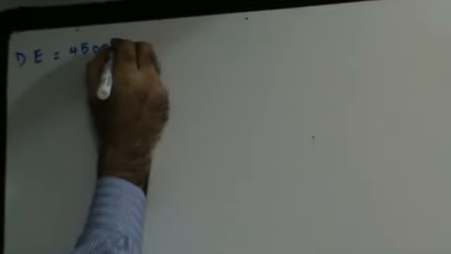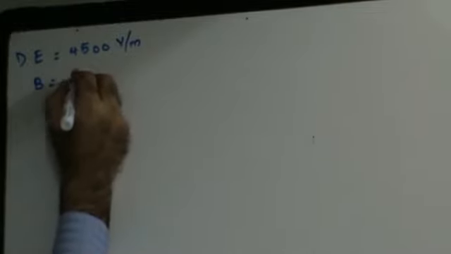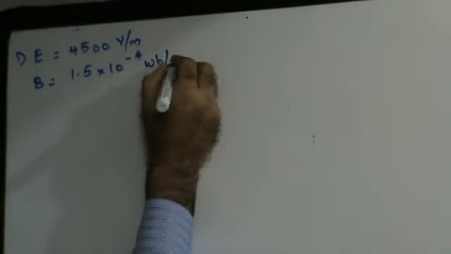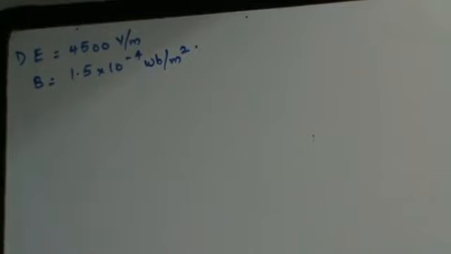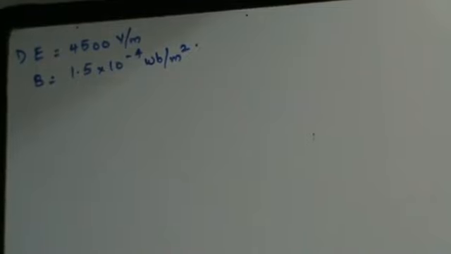An electron beam is passed through electric field of 4,500 volts per meter and magnetic field of 1.5 into 10 raised to minus 4 Webers per meter square. What is the velocity of electrons?